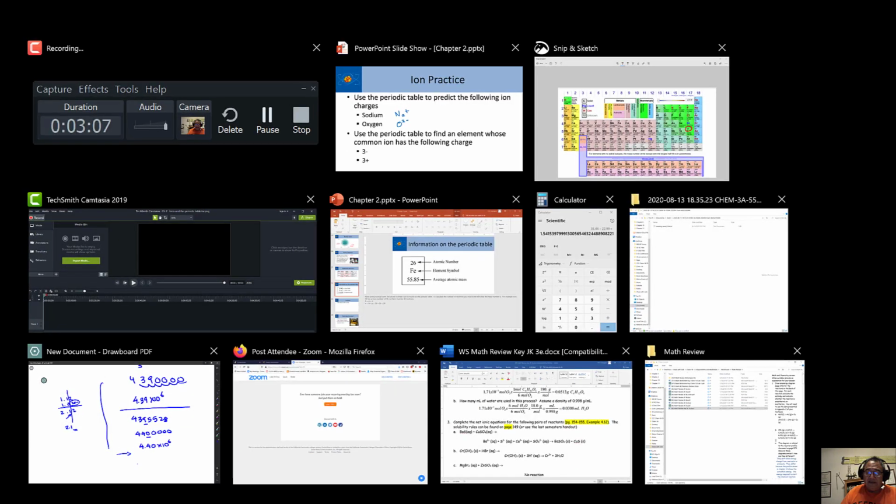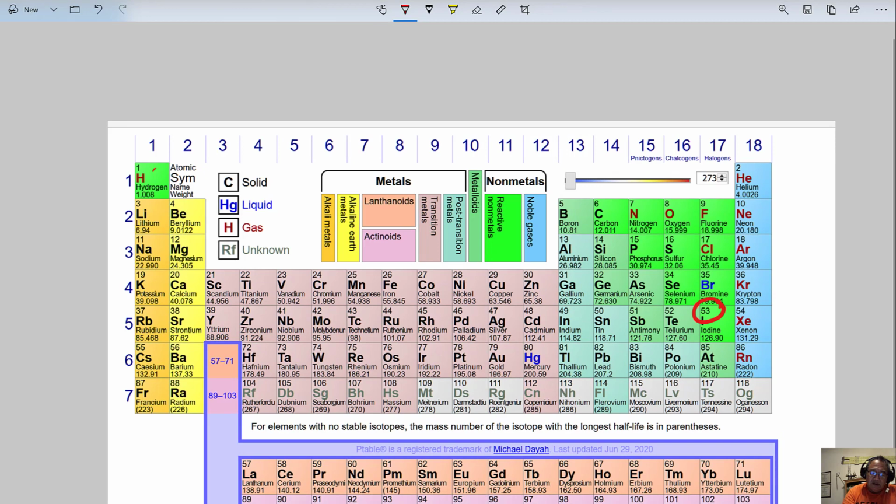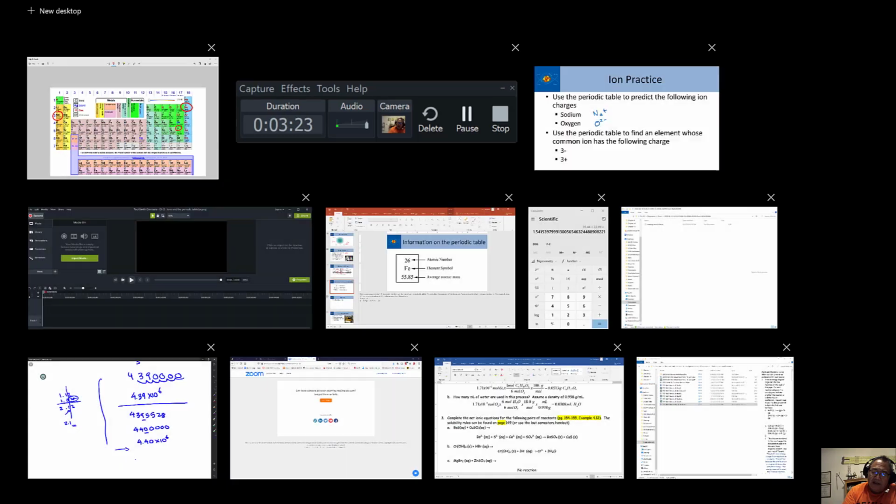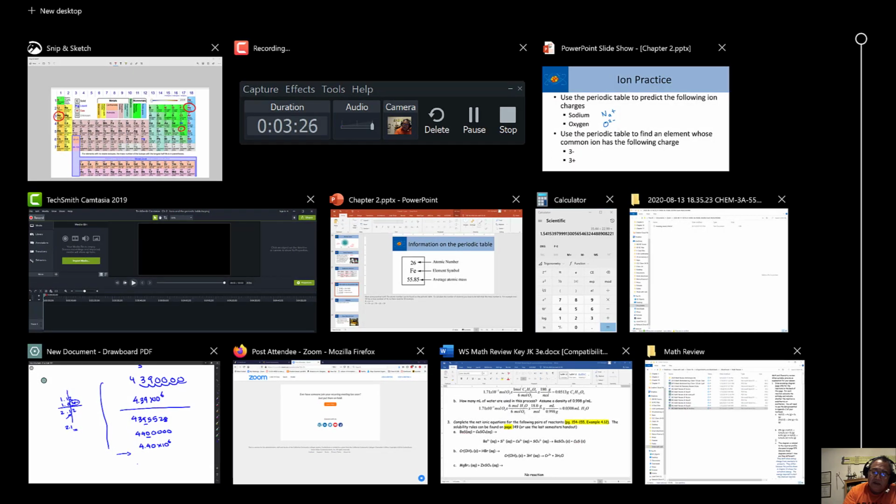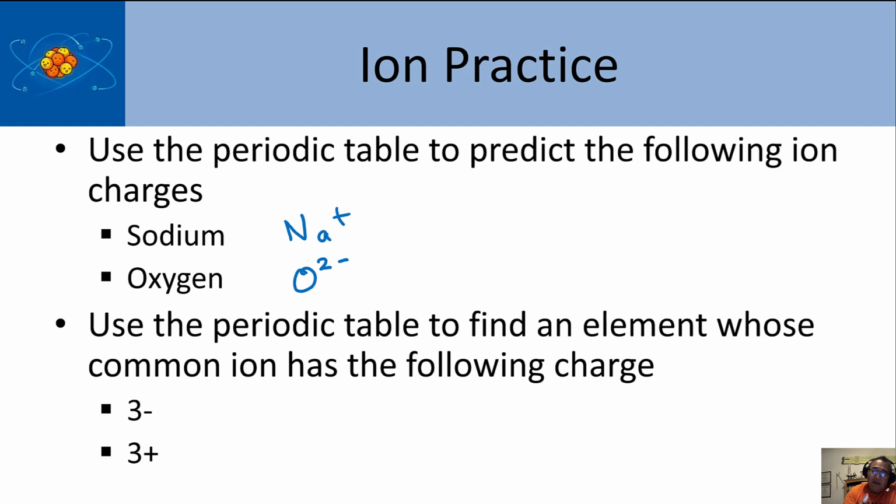It's actually pretty loud. We'll go back to our periodic table, and we're going to look up sodium and oxygen. So here's sodium. Sodium is closest to neon, just like magnesium was closest to neon. So in order for sodium to make an ion, it has to lose 1 electron. So when we go back to here, sodium loses 1 electron, which means it has a positive charge, because I have 1 more proton than electron.